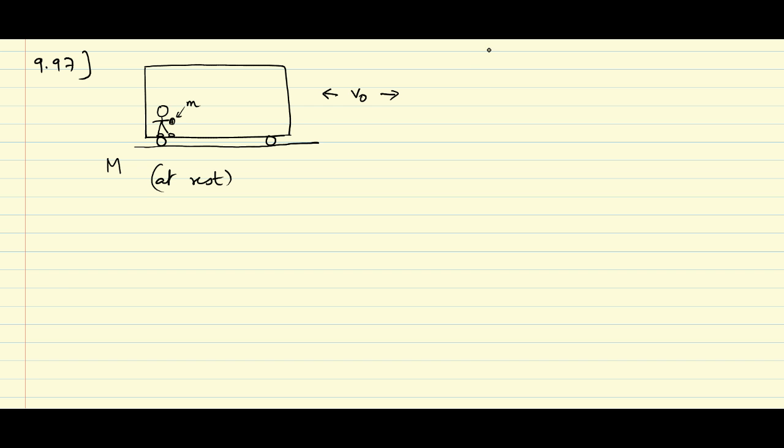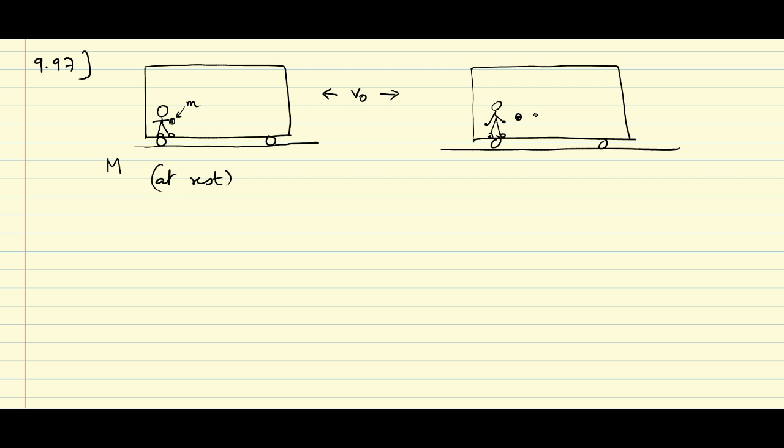So I just draw the fresh diagram in which I have this car and the boy is still standing in the same position like that, but the only thing is the ball has left his hand and it is traveling in the ground frame with a velocity v0 towards the right, and the mass of the ball is m.